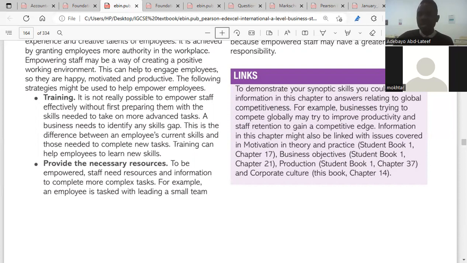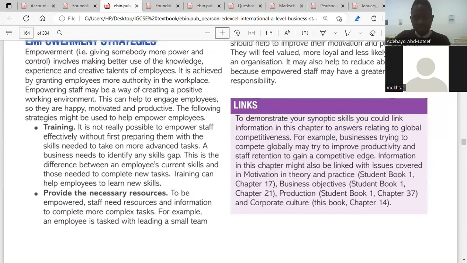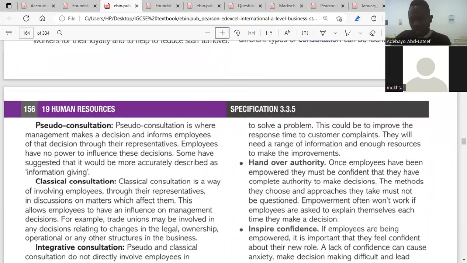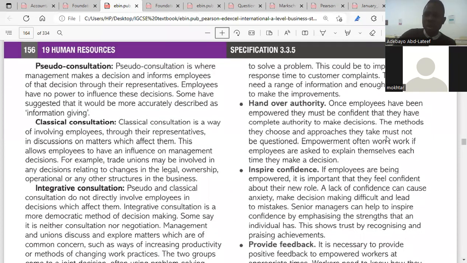The third one, hand over authority. So to hand over authority, here it means as soon as you have empowered your employees, give them the free hand to act. Don't hinder their progress. Trust them. Let them be able to do the job. Don't check on them anymore. Let them freely do their job. You have empowered them. You've given them the necessary skills needed. You've given them the necessary information. So allow them the free hand to operate. That is hand over authority.